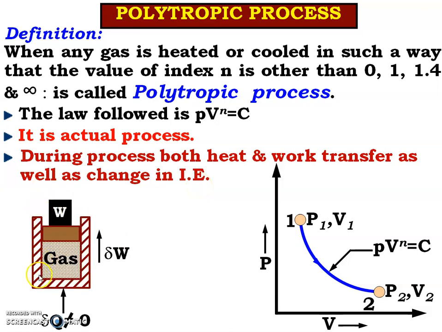Let us represent it using a flow diagram. That is a cylinder. On the cylinder, gas is filled up. Weight is placed on the piston. Here, heat supply is not equal to 0. Work done is there, and change in kinetic energy also takes place. Now, this law, PV^n equals constant, is known as the law for the polytropic process, where n is other than 0, 1, 1.4 and infinity.